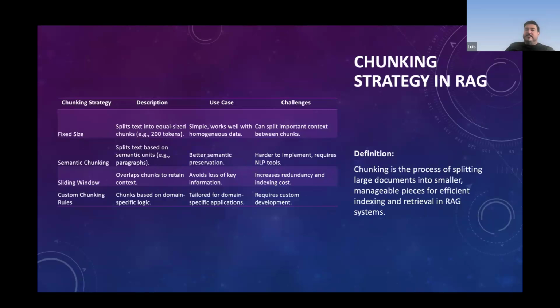Semantic chunking splits text based off semantic units. You need NLP tools in order to do that. Sliding window, I said, is really awesome because you can overlap different chunks to retain the context of what's happening. And custom chunking rules. So again, this is for chunks based on domain-specific logic.